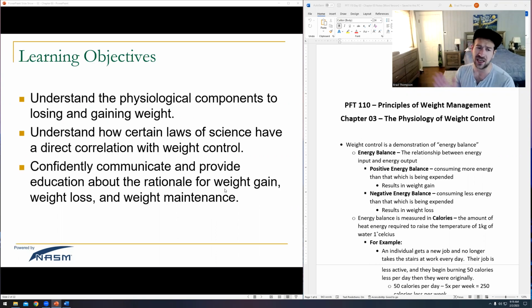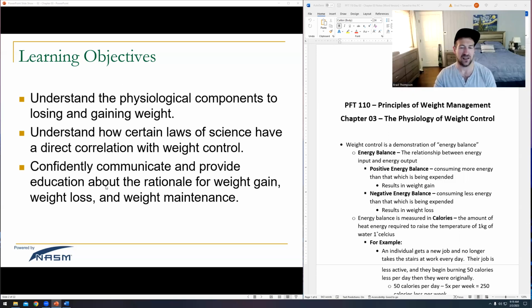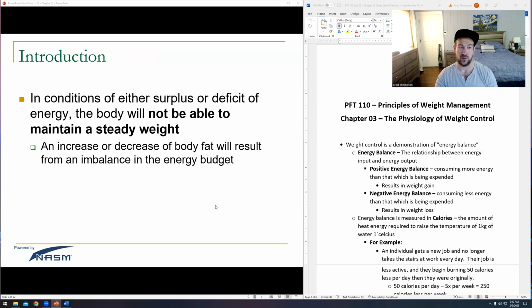So objectives today: understand the physiologic components of losing weight and gaining weight, understand how certain laws of science have a direct correlation with our weight control. We're basically going to talk about thermodynamics today, communicate our information about weight gain, weight loss, and obviously weight maintenance as well.